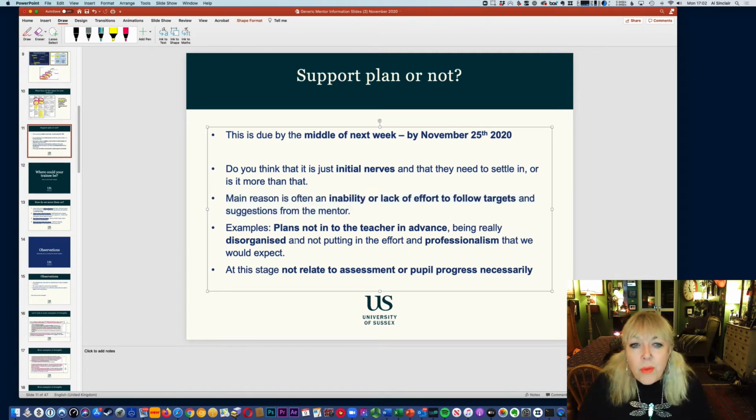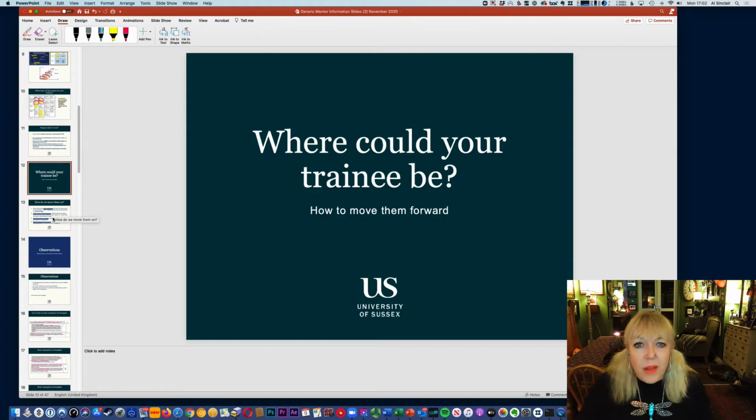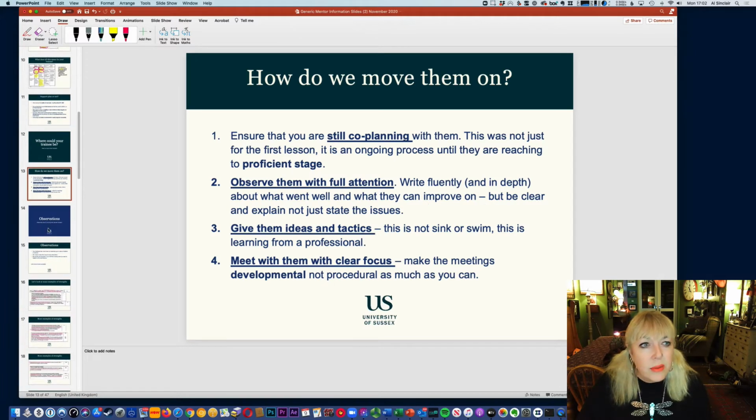Okay, so I put on there if they're disorganised, that can be a reason. Lack of professionalism, don't even think about it. Get that support plan done, right? Get in touch with the tutor straight away if we think they're arriving late, you know, leaving too soon, you know, absent, if you know what I mean. So just get it in straight away, because that's not okay. We can't work with that at all. Okay, so it's due by the 25th of November. So where could your trainee be and how to move them forward, right? So we're seeing where they are. Where could they be? Let's see where they could be.